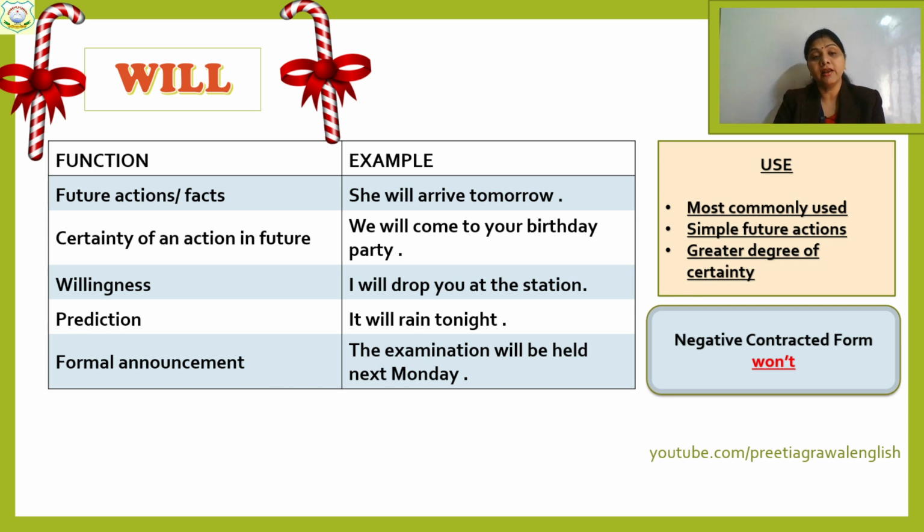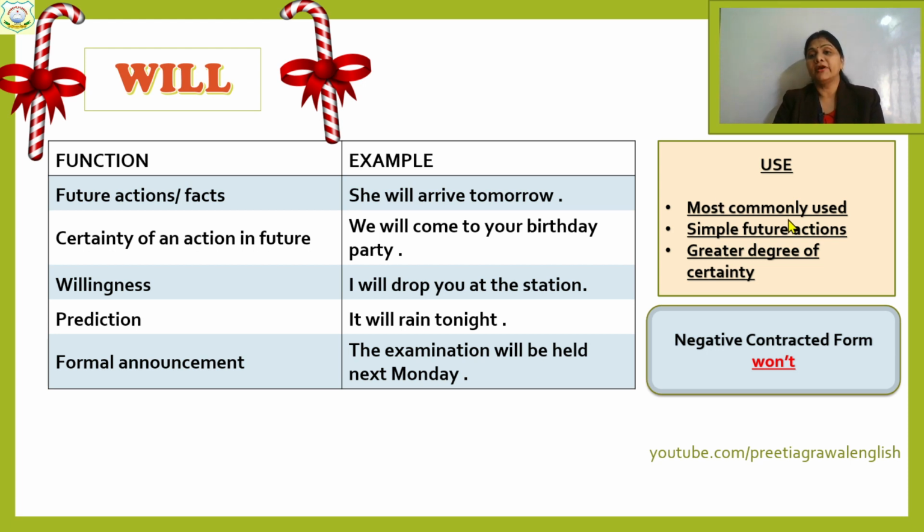When you are using shall, whenever you are polite, that is also formal. Shall is also formal. But if you are using shall, it has a higher degree of politeness also. So this is the difference between will and shall. While using will and shall, be sure that if there is any politeness, use shall. If there is any formal announcement, use will.